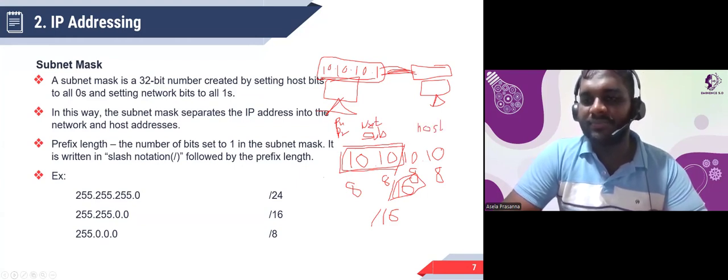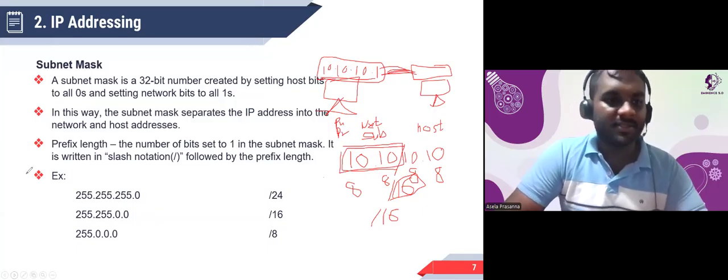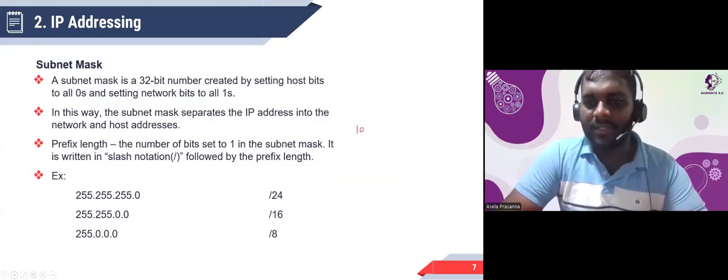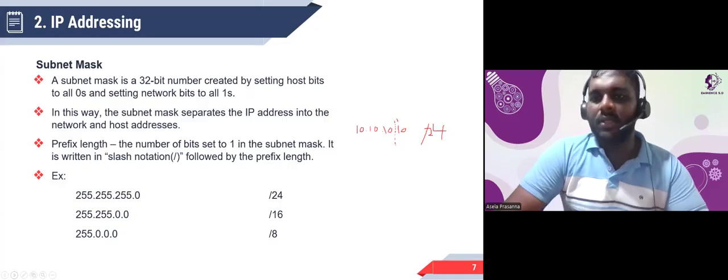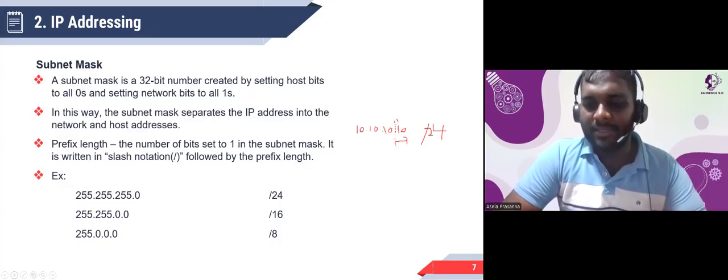So this is a somewhat complex theory to explain in a session. If I take 10.10.10 and /24, this means this IP is divided from here. So this right side part I can change. How to explain it? Okay, I will take an example.